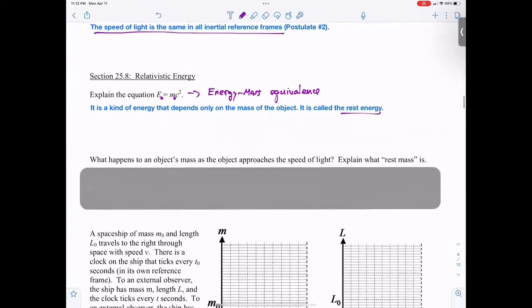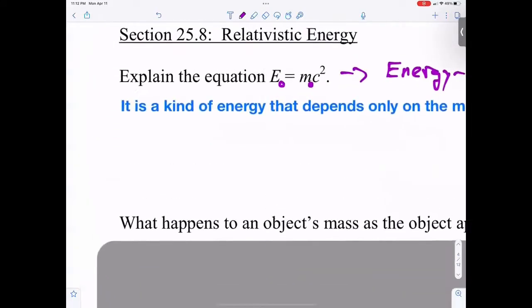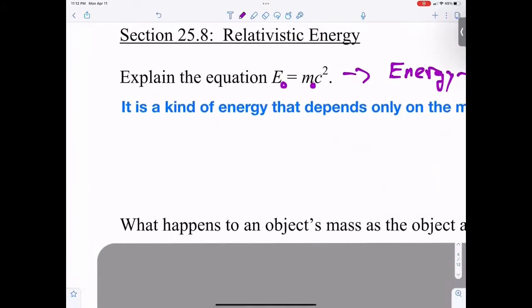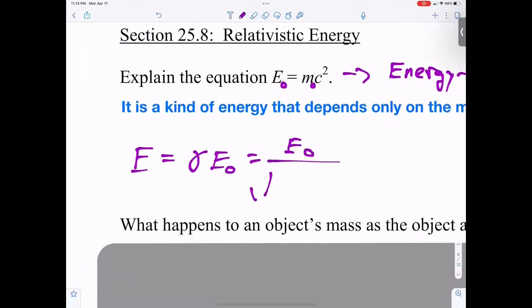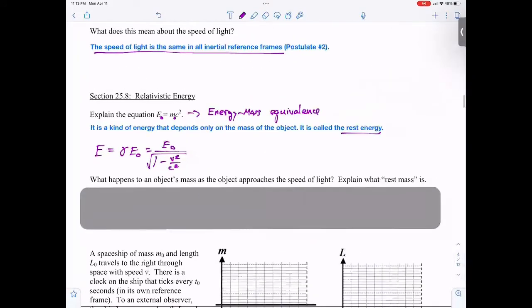Now, as an object approaches the speed of light, the relativistic energy is equal to gamma times E naught, the rest energy, over the square root of 1 minus v squared over c squared. So you'll see how we can use it.